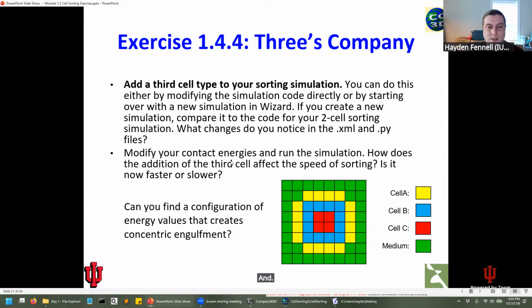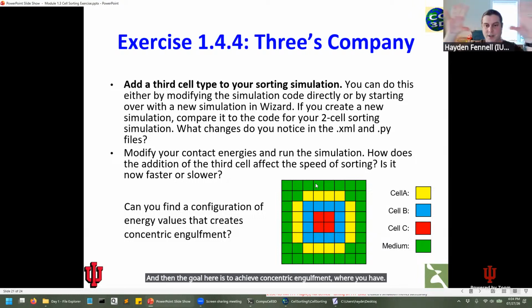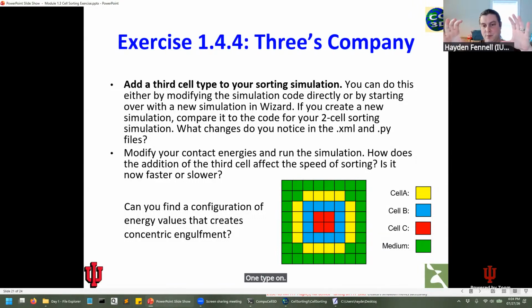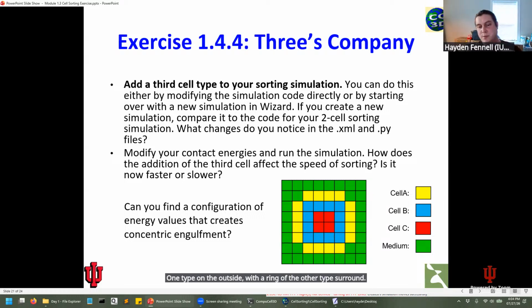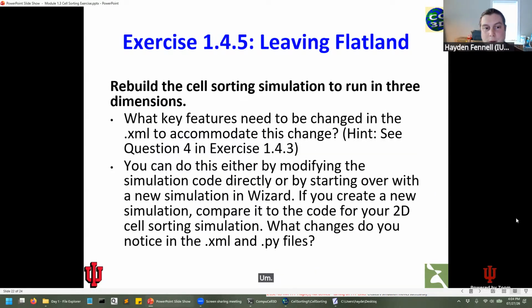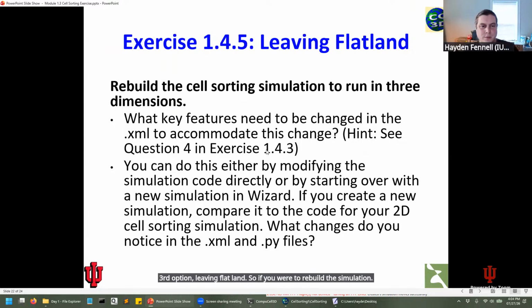And then the goal here is to achieve concentric engulfment, where you have one type on the outside with a ring of the other type surrounding the third cell type in the middle. Third option, leaving flatland. So if you were to rebuild the simulation in 3 dimensions, what needs to be changed?